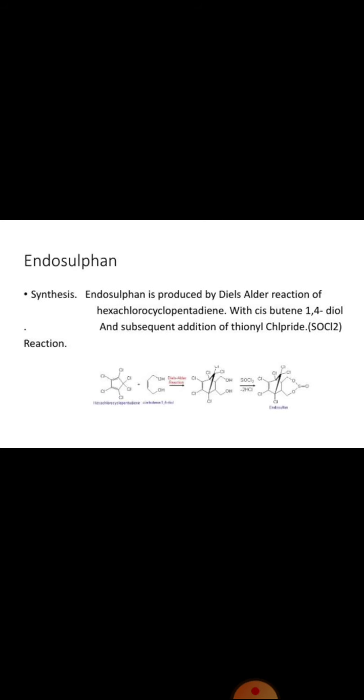See the reaction on your screen, in which first of all hexachloropentadiene reacts with cis-butene-1,4-diol by a Diels-Alder reaction. Then it gives an intermediate product. This intermediate product reacts with SOCl2, that is thionyl chloride. Then it forms endosulfan.